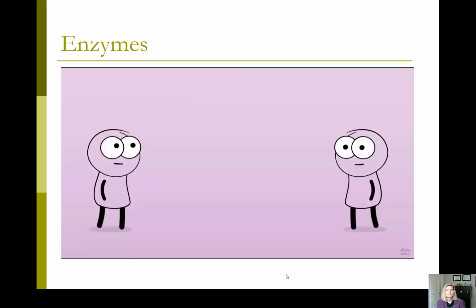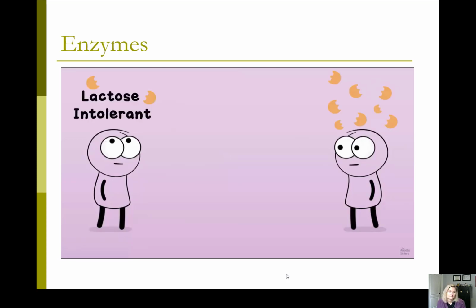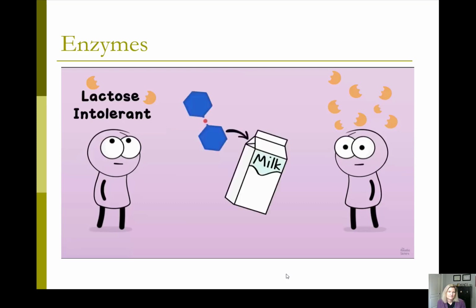Now, there are some people that do not produce enough lactase. They can be what we call lactose intolerant, which means that if they consume foods that have lactose, such as milk, it can make them sick. They can't break the lactose down efficiently without lactase.